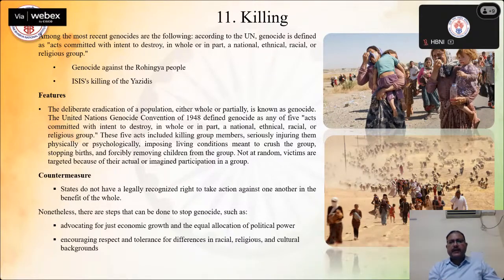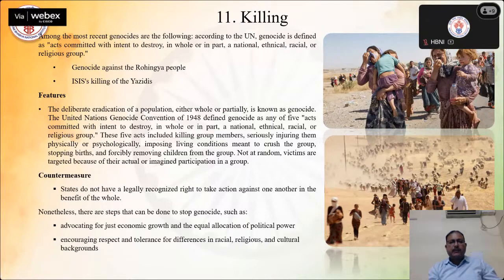This happens. Genocide against the Rohingya. Maybe the Rohingya people are small in population, or they are not following the beliefs of the majority, following other countries' beliefs. So this is the thing. And ISIS you know very well. What are the features? Deliberate eradication of a population, either whole or partially, is known as genocide.